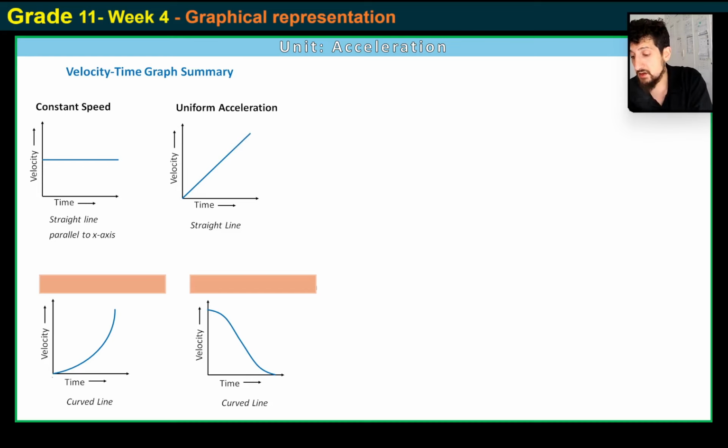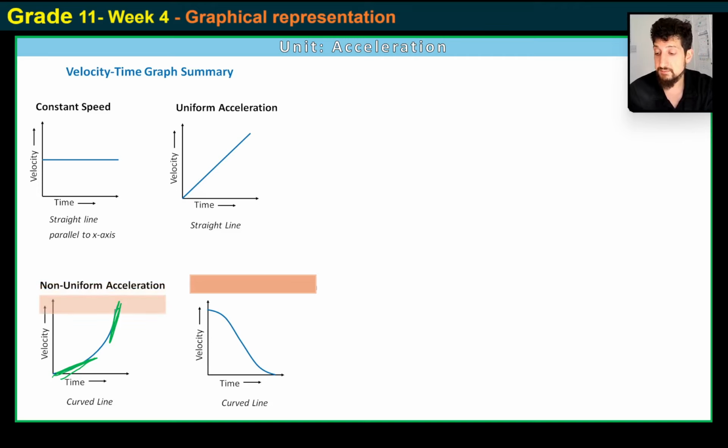What's happening over here is that the gradient is increasing. And so this is what we call, what is this? Non-uniform acceleration. So it's increasing, non-uniform, positive acceleration if you like. But it's increasing at a non-uniform rate. It's increasing the further we go. And over here we've got retardation. But why? Because it's slowing down. And then it's speeding up again.